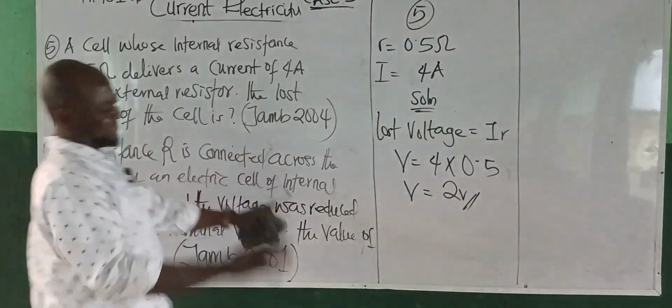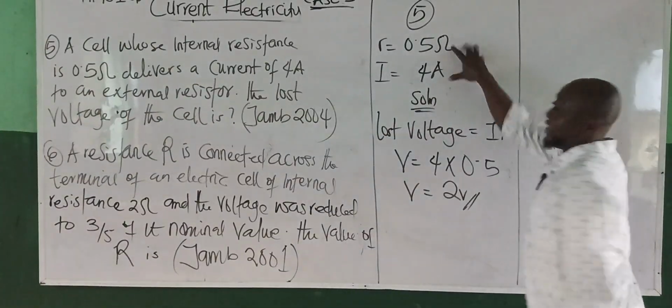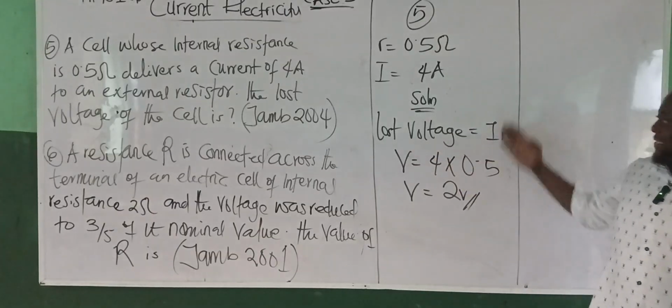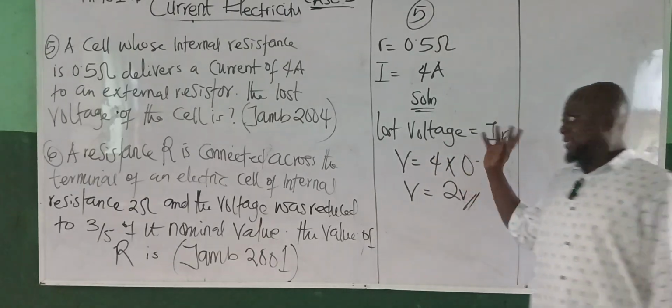This is a very simple question using the formula. Very much simple and correct. So the lost volt is given as this in this question.